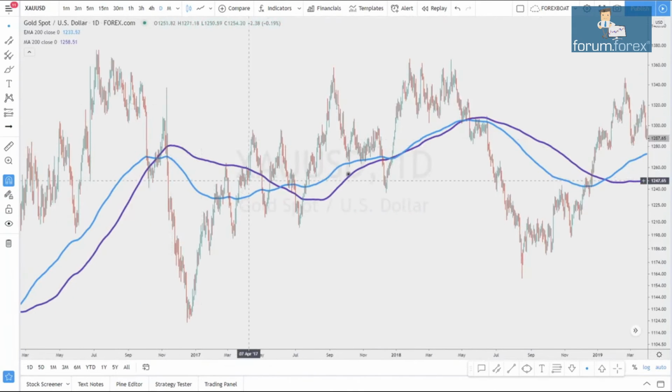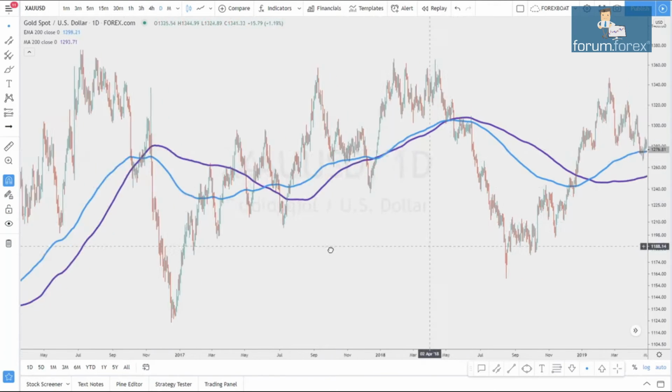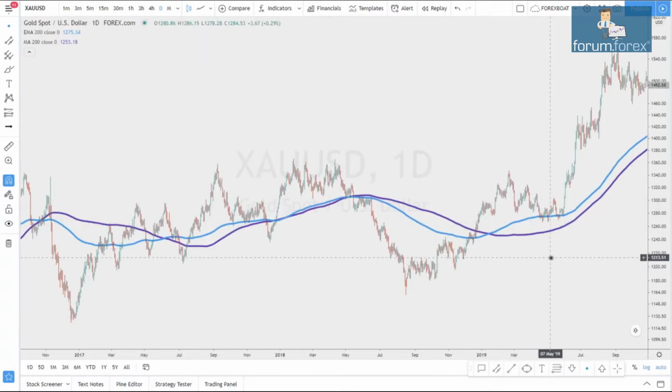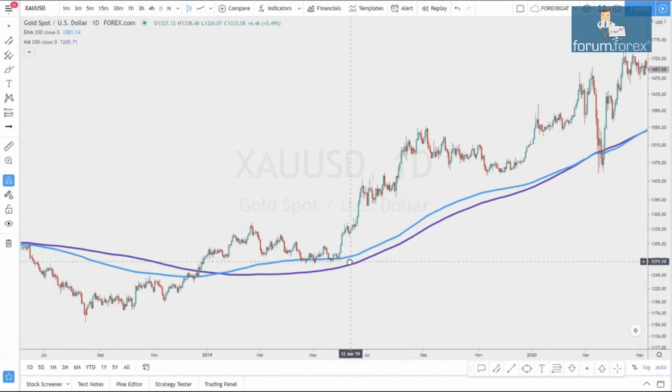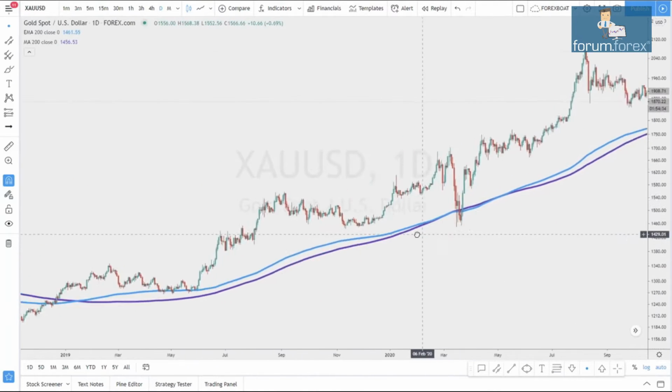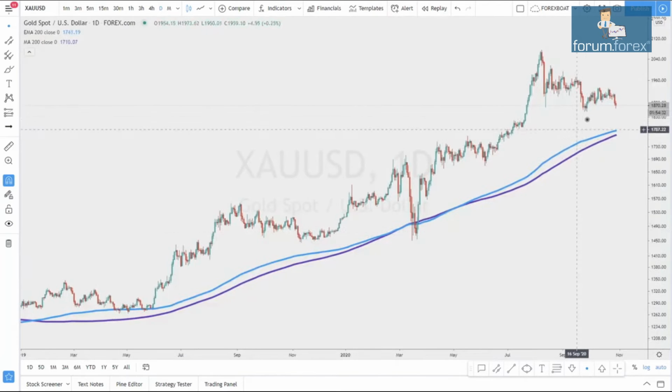There were times where gold went sharply below, or went into consolidation, and clearly when the market is below or goes up and down, this is not a trending market. And there have been tough times for the long-term investors because price didn't move for quite some time. But as long as we have this sort of scenario, when the price stays above the moving average, this is the best time to trade gold.